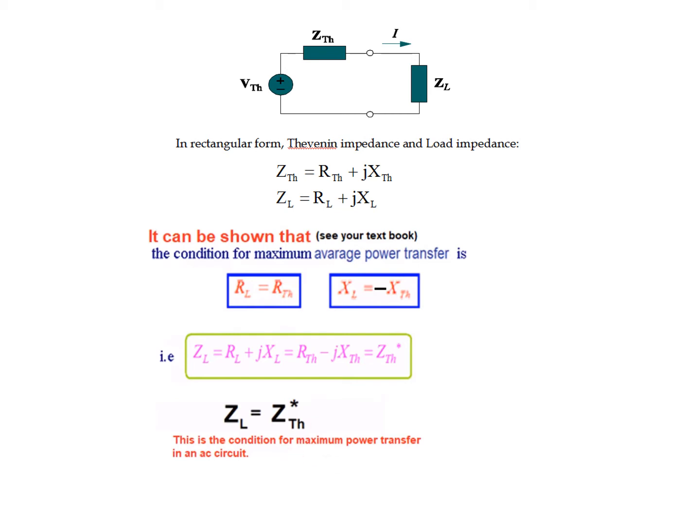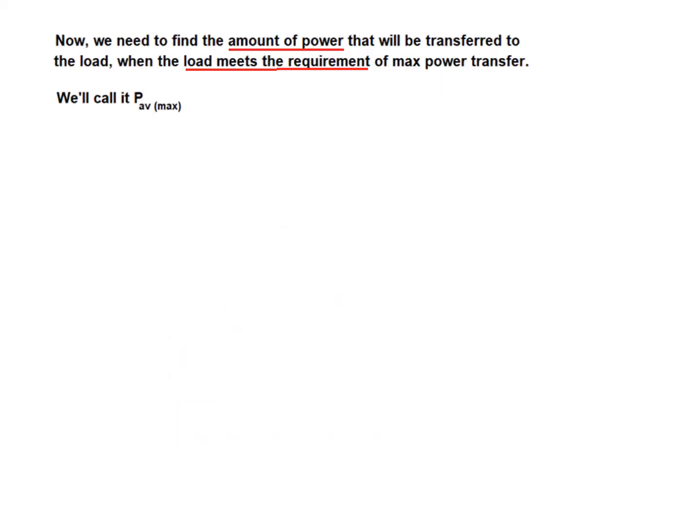And if you recall from the DC circuit, we had found that for maximum power transfer, RL has to be equal to R Thevenin. So this was for the case of DC. Now this is for the case of AC. Okay, so we found the condition for the maximum power transfer.